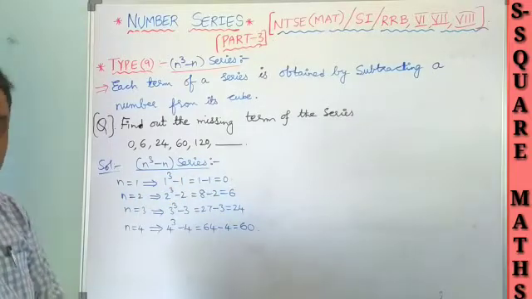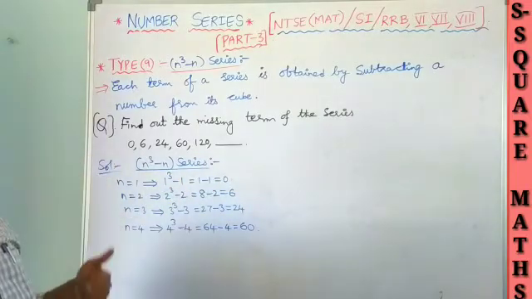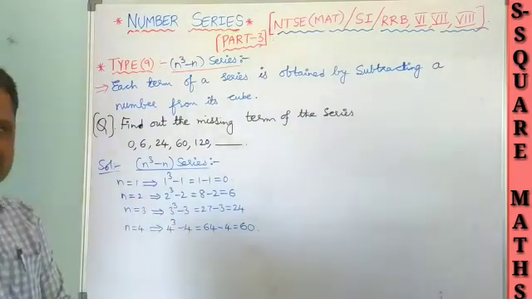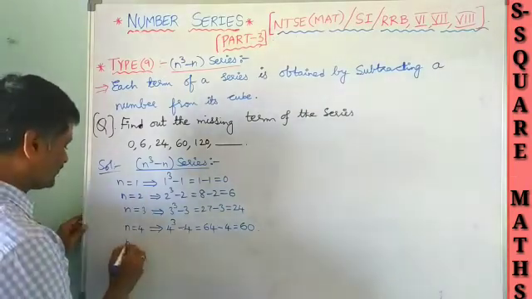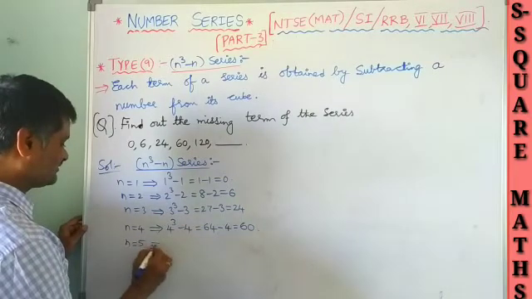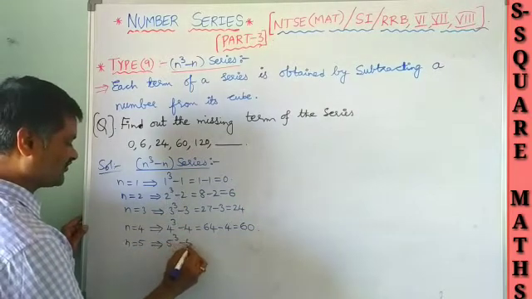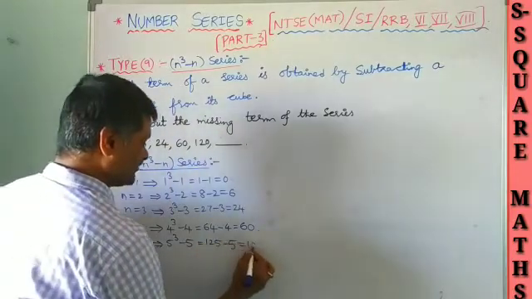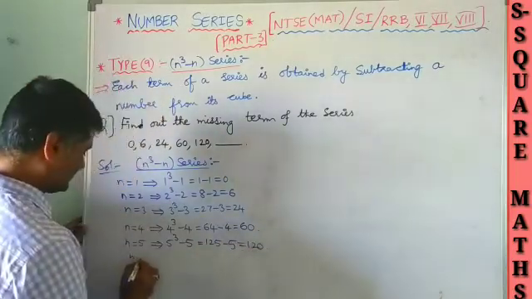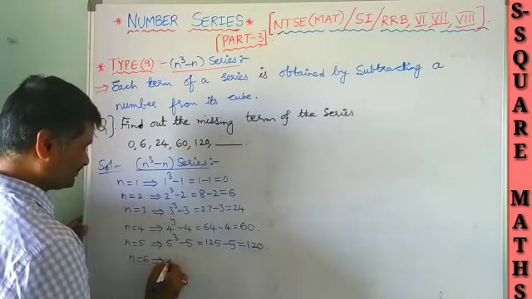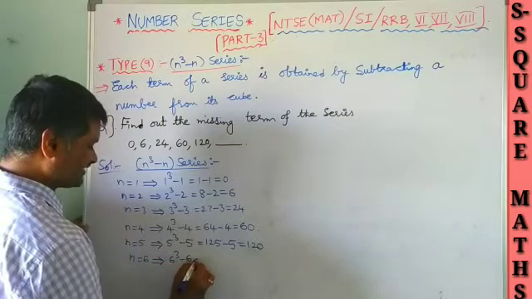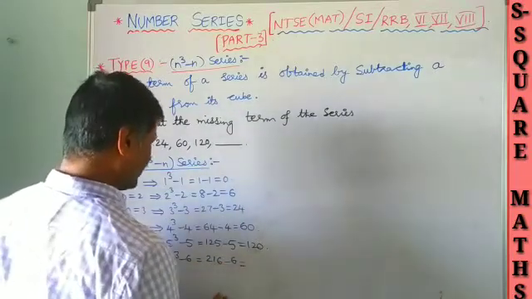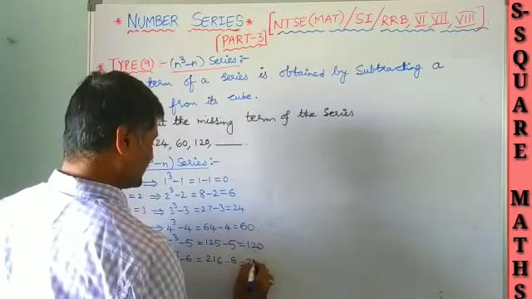After checking, n is equal to 5, 120 and n is equal to 6. Don't go directly. Please check it for n is equal to 5 also. Sometimes it may be different. That type of problems also we are going to discuss later. So n is equal to 5. 5 cube minus 5, 125 minus 5 is nothing but 120. Next, n is equal to 6. 6 cube minus 6, 216 minus 6, okay, it is 210.